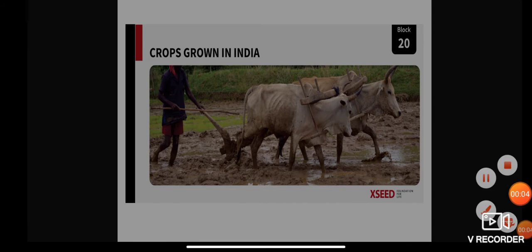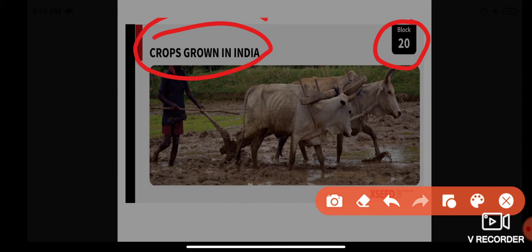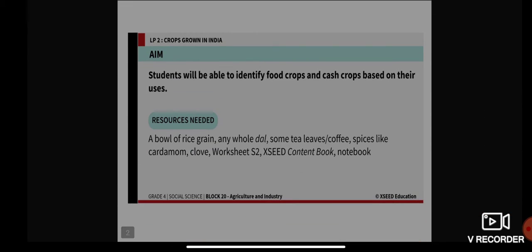So today we are going to start with a new topic under block 20, that is crops grown in India. Crops grown in India. So this is the topic of our discussion for today. Now, the aim for our class is that students will be able to identify the food crops and the cash crops based on their uses.